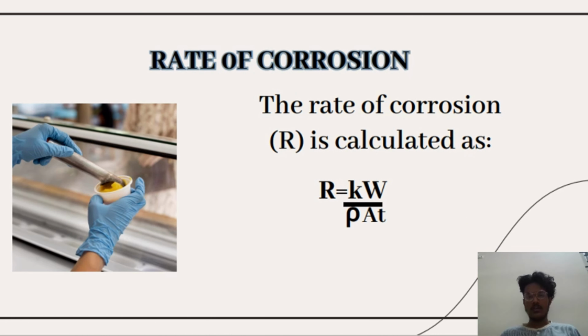Rate of corrosion. The rate of corrosion is calculated with one simple formula. R is the rate of corrosion. R is equal to KW divided by rho A T. Here K is a constant, and W denotes the weight loss of the metal, rho is the density of the metal, A is the surface area of the metal exposed, and T is the time.